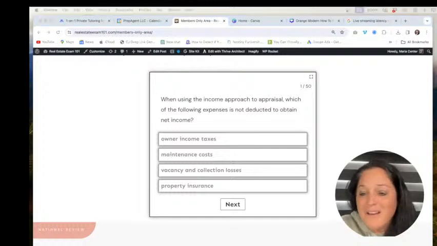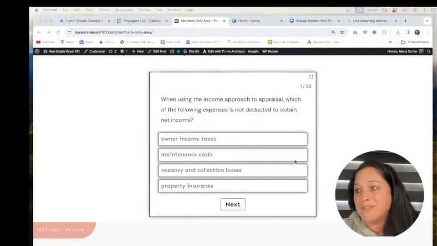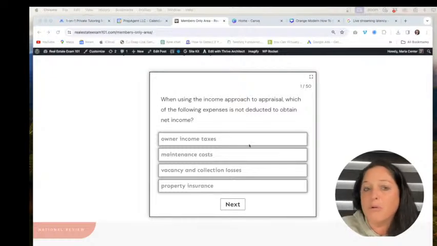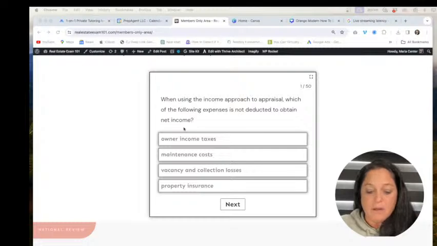Time. And I just want to do a quick review with you guys. So, here's the thing I want to talk to you about: when using the income approach to appraisal, which of the following expenses is not deducted to obtain net income? I'll give you guys a second to think about this. What do you guys think as far as what we would not include here?